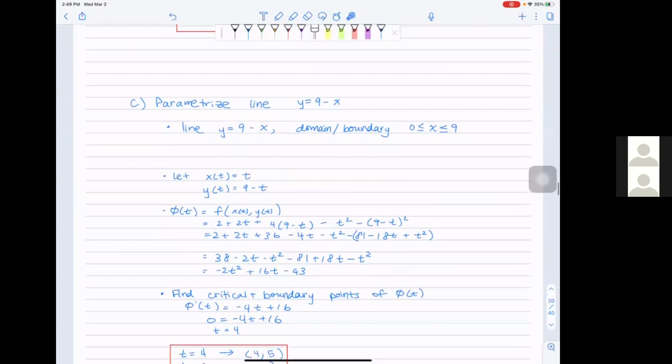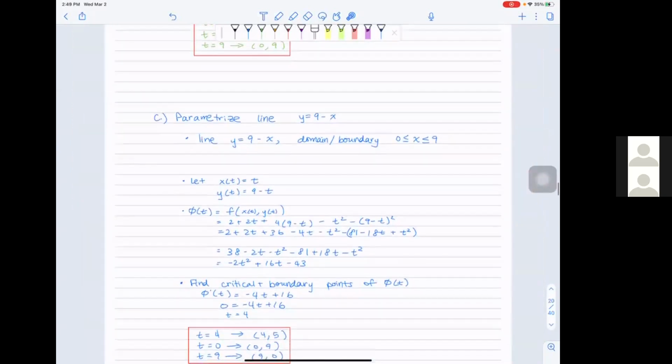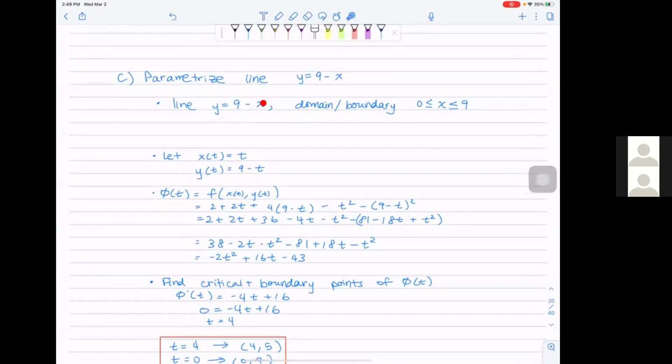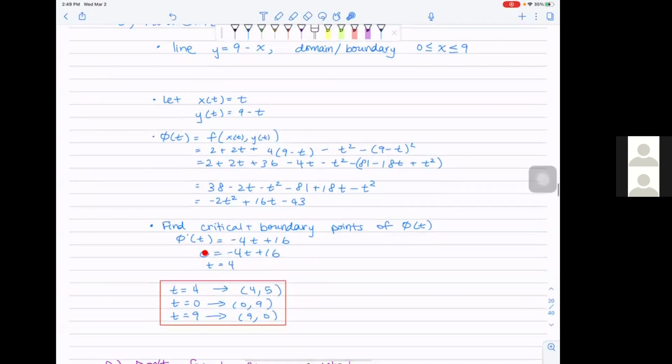Then for the y equals 9 minus x line, now we can call x like t. If we call x as t, then y will be 9 minus t. And we do the same process again. Put it all in one equation, take derivative, set it equal to 0, we get t equals 4. So now in total, we have our critical point from the interior, and 3 from each boundary.